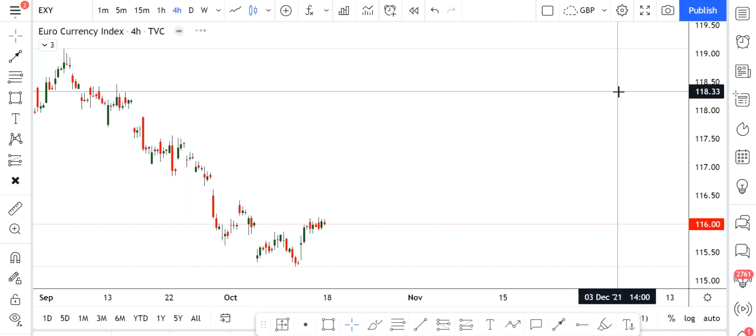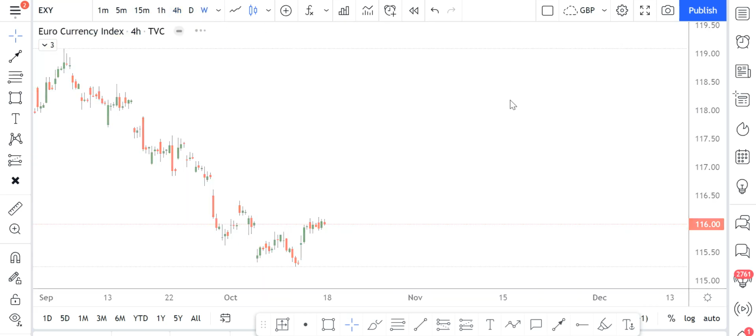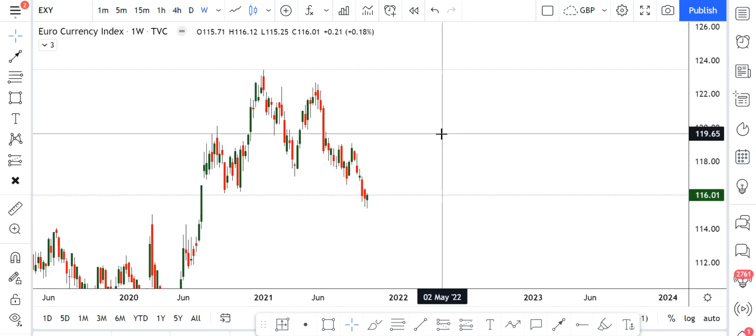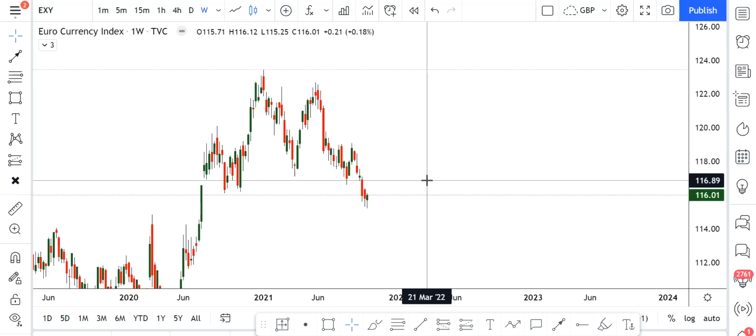Now let us check the next one. Now the next one we're going to be checking is the euro index. What can we see in the market concerning the euro index? What's the euro index trying to tell us? Okay, what can we see concerning the euro index?